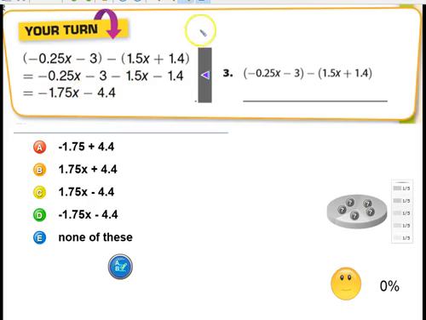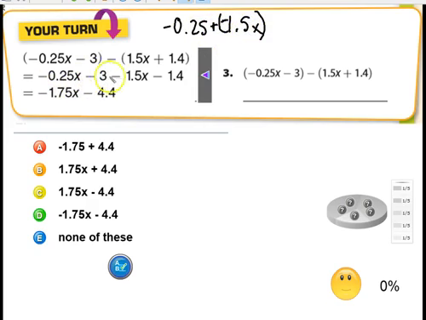So when I say you're adding them together, if I have negative 0.25x minus 1.5x, remember, this has to change, and then that becomes negative 1.5x. Okay? It does not stay. You must change them. So this is your answer.